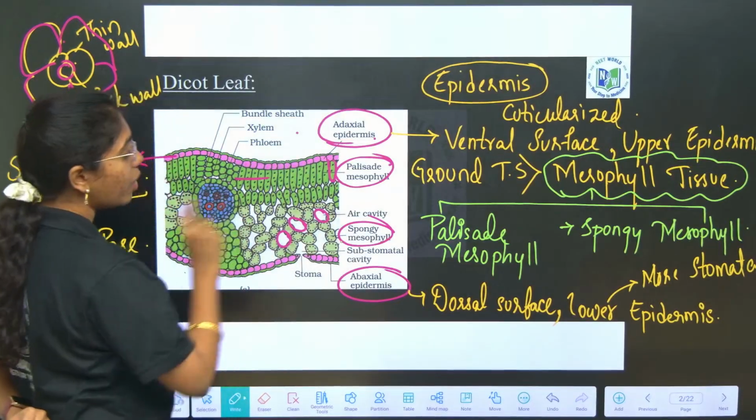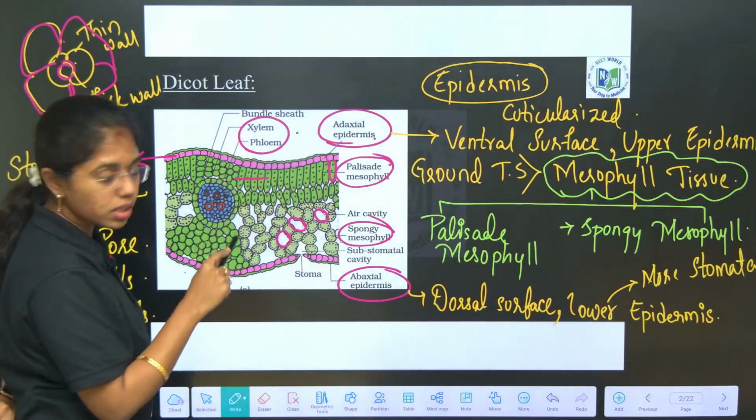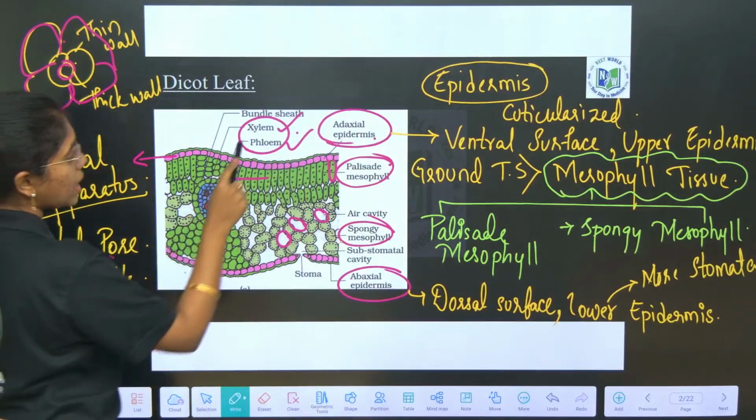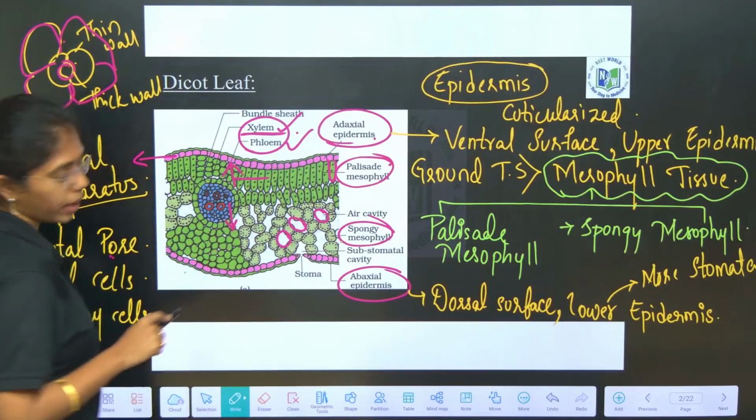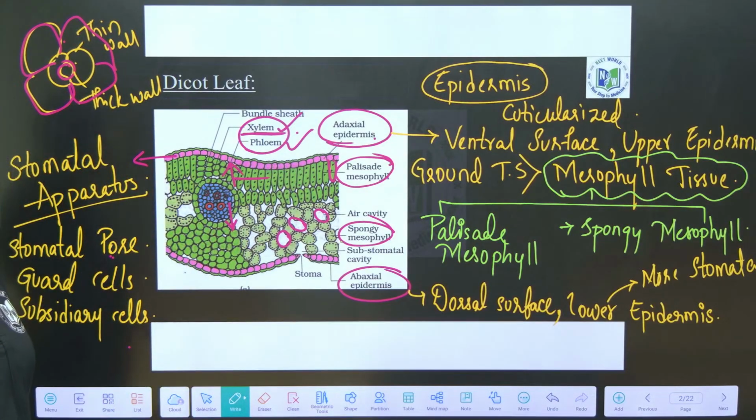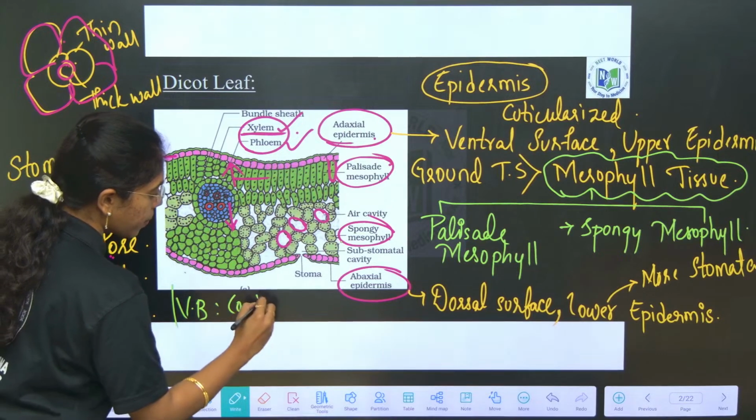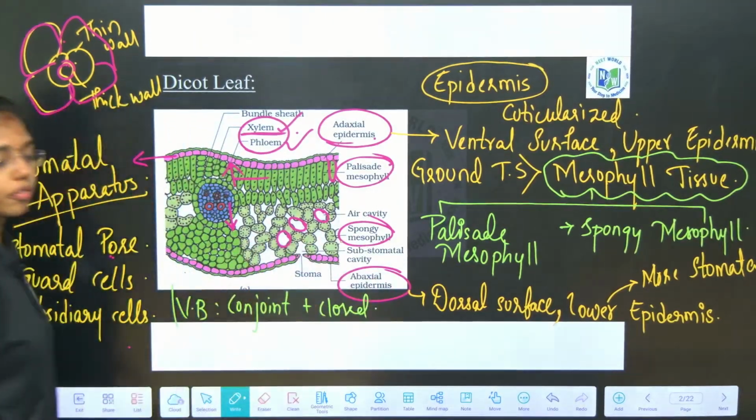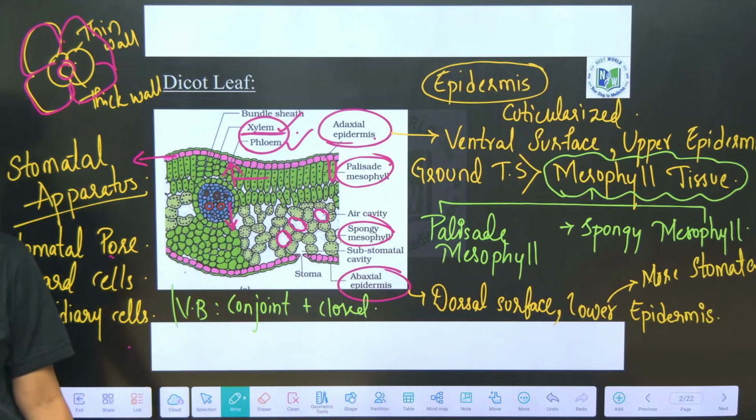And here vascular tissue system includes what? Vascular tissue system includes vascular bundles, which include xylem and phloem. Remember, xylem is towards the upper epidermis, phloem is towards the lower epidermis. What type of vascular bundles are present over here? Vascular bundles are conjoined and closed. Fine? Any doubts over here in the dicot leaf anatomy?